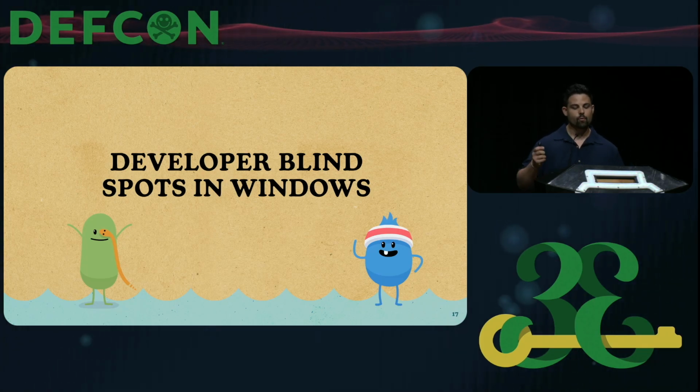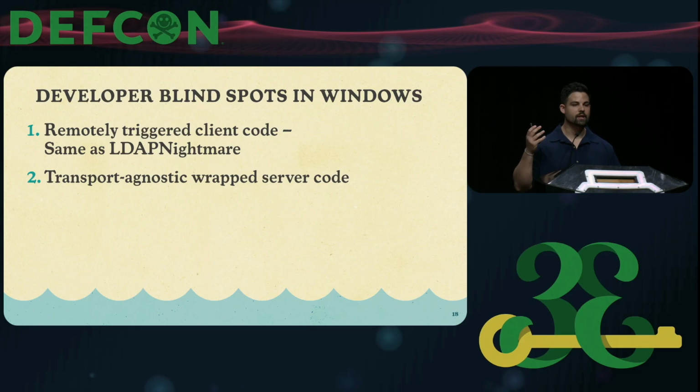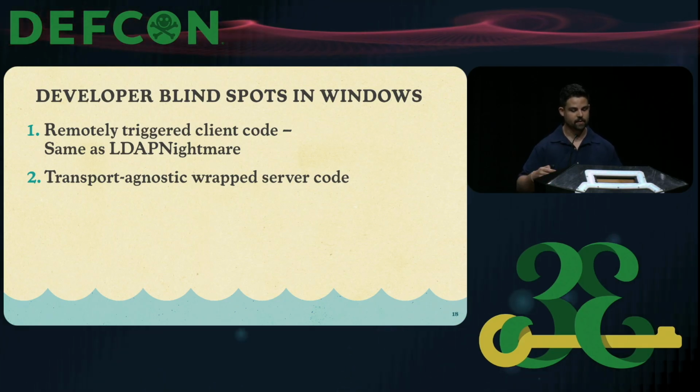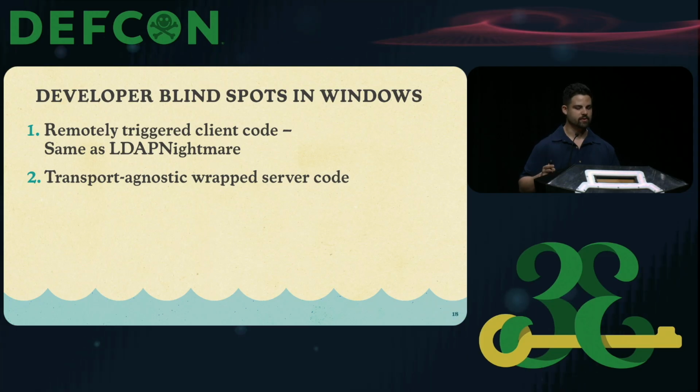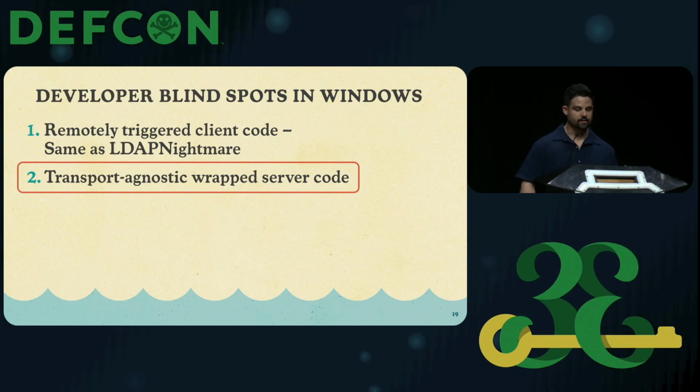Okay, so let's see which developers' blind spots we focused on. The first one was the one that we already saw, which was client code that we can trigger remotely to communicate with us as its servers. But the second one was also interesting. We tried to understand how or where in server code developers can forget about certain security needs.